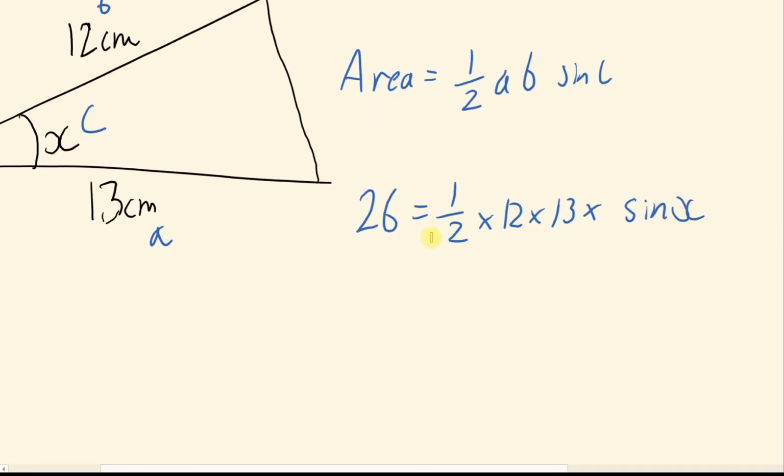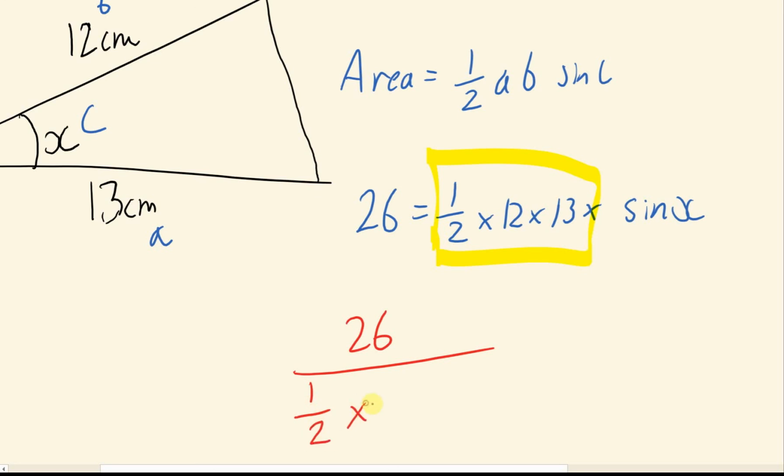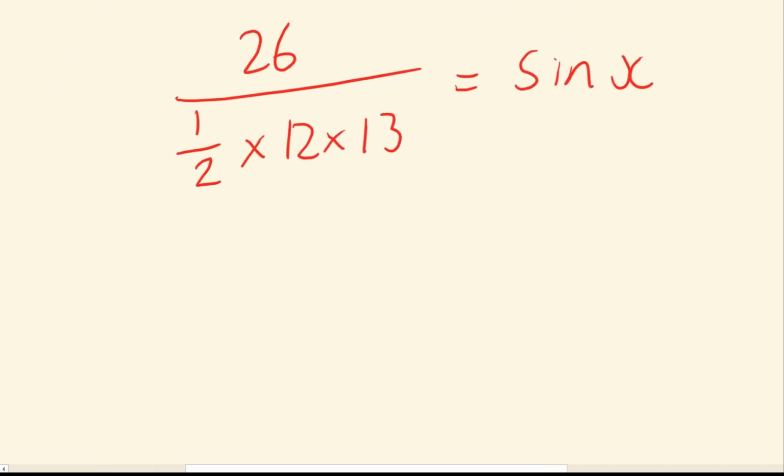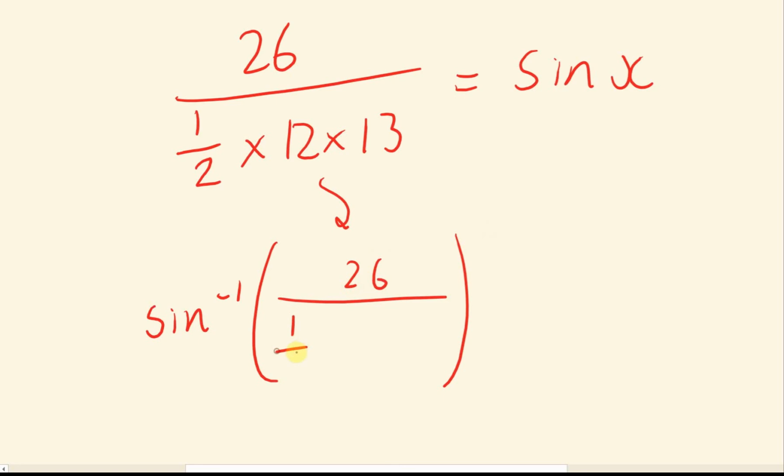Just as before, we have a bunch of stuff being times by it, and again the opposite of times is dividing. So if I do 26 over all the highlighted terms, I now have sine x by itself. That will give us sine x. We then need to undo that and the opposite of sine is going to be sine to the minus 1. So if I do sine to the minus 1 of all this stuff here, then what I'll be left with is going to be x.